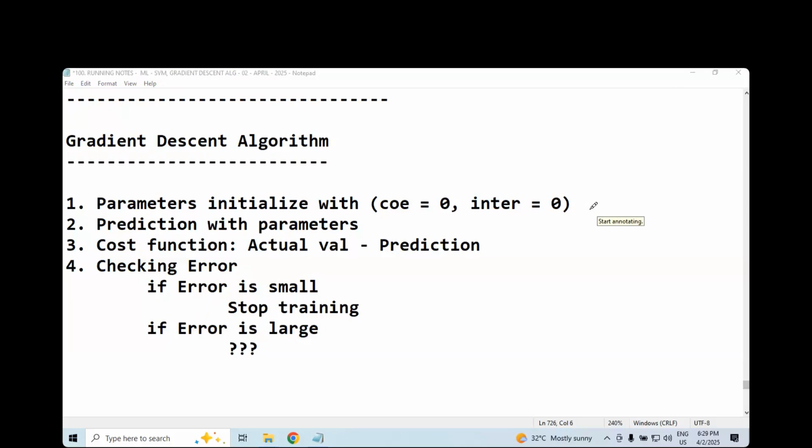No, ma'am, I'm sorry. It will be any value. I will tell you how to calculate that error during bias and variance. Good, back to the session.